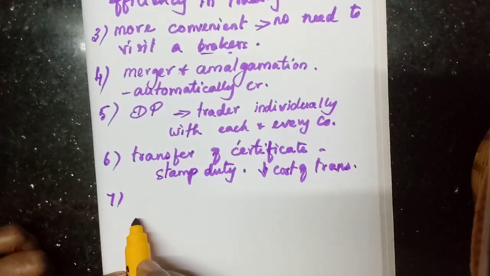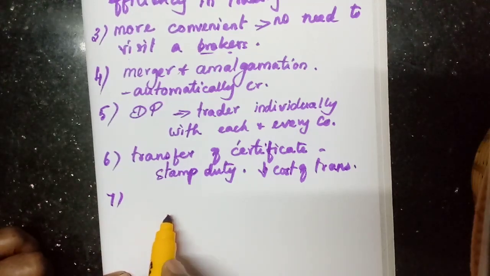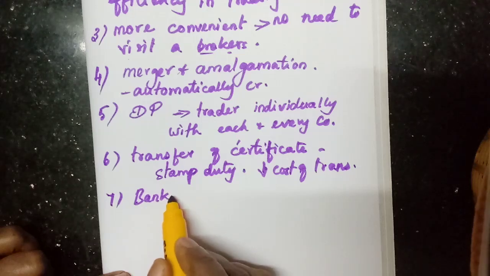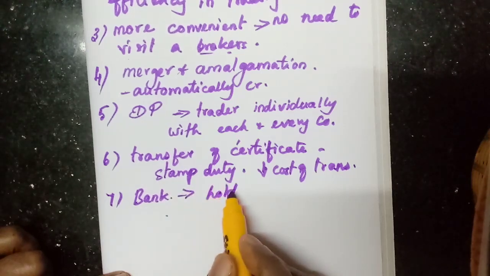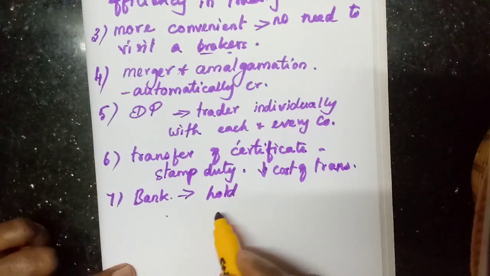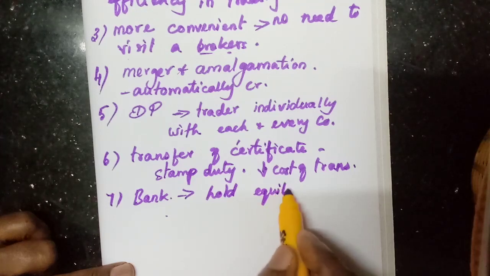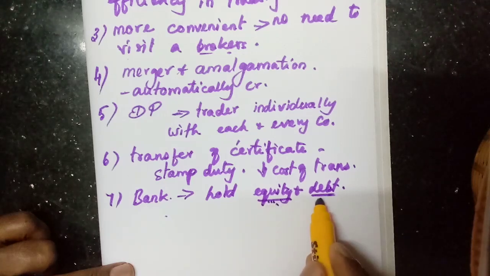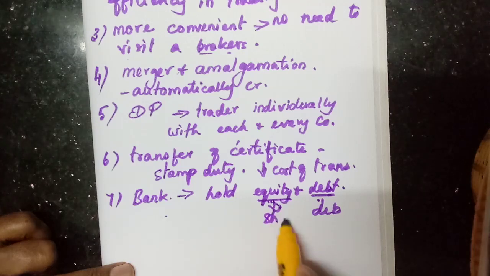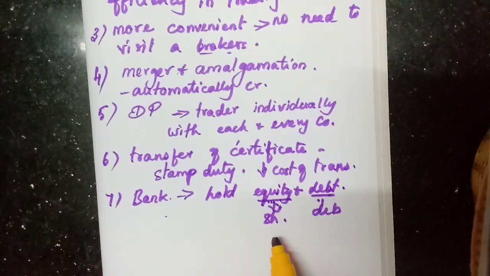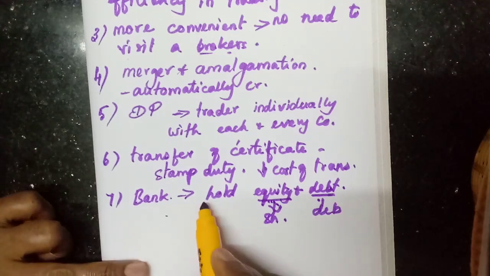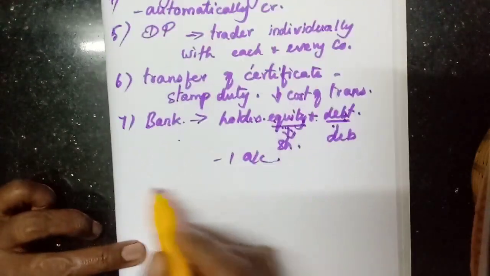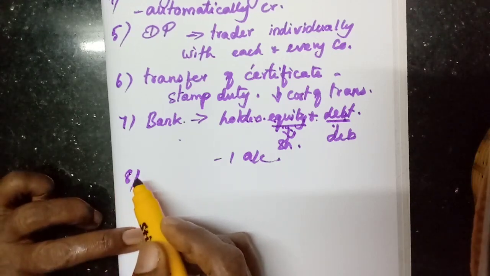Then the seventh point is, some banks allow the demat holders, that is dematerialization account holders, to have both in one account: equity and debt instruments. Otherwise, equity and debt instruments are separate. This one is share, this one is debenture; debenture certificate and share certificate are separate. But here, some banks allow the holders to have both equity and debt securities in one account. Then the next one.